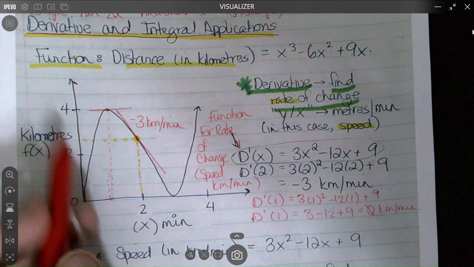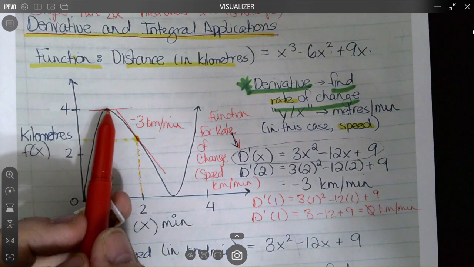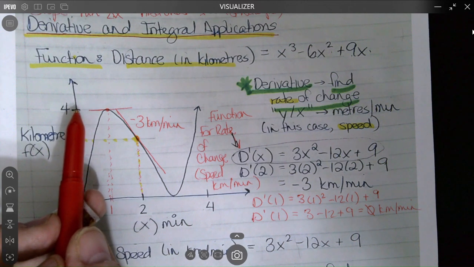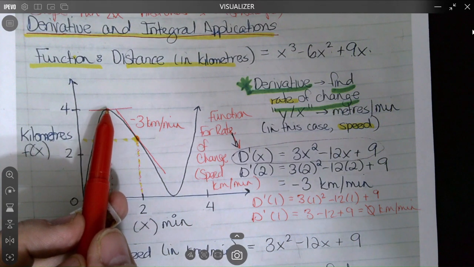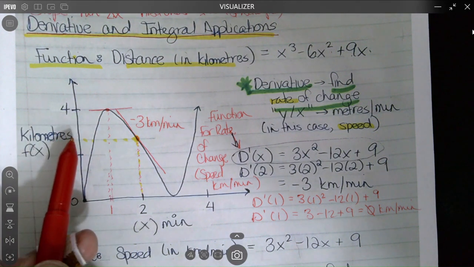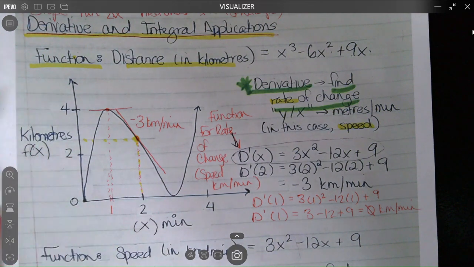But is there a distance? Yes. At X equals 1, I have moved a distance of 4 kilometers, but the speed is 0. And that happened from the derivative. The function itself is showing distance, but when you say, hey, I want speed, in kilometers per minute, because speed is a rate of change, how did something move? That requires a derivative.